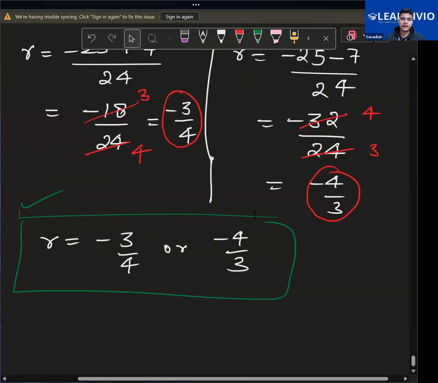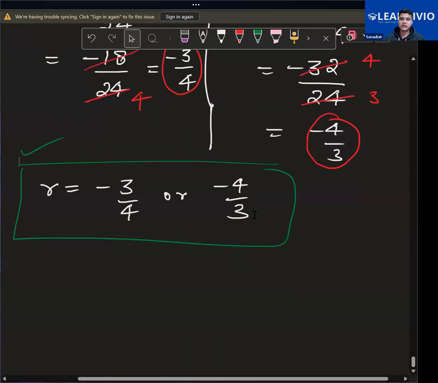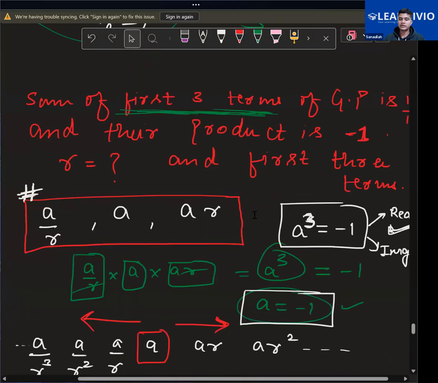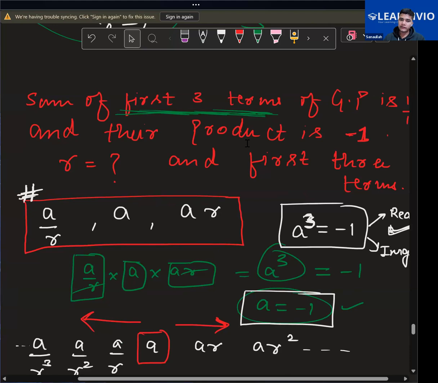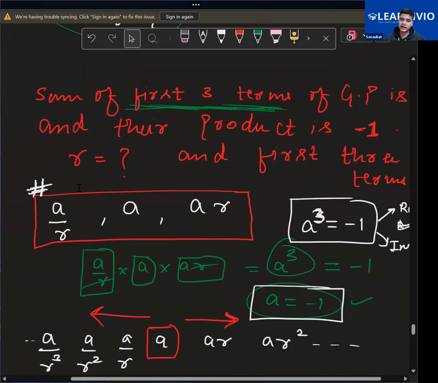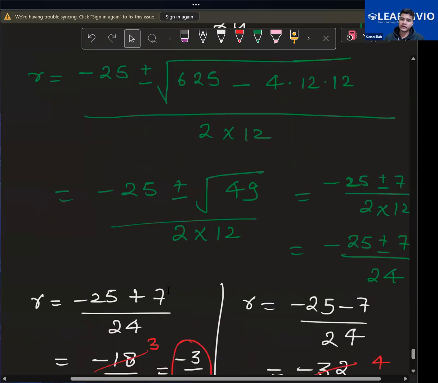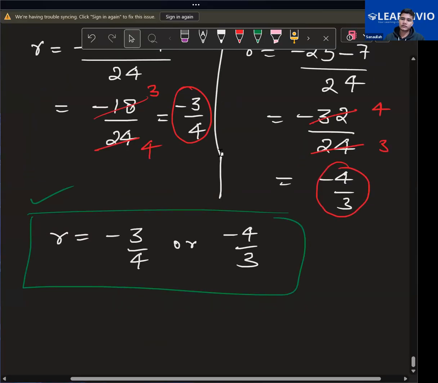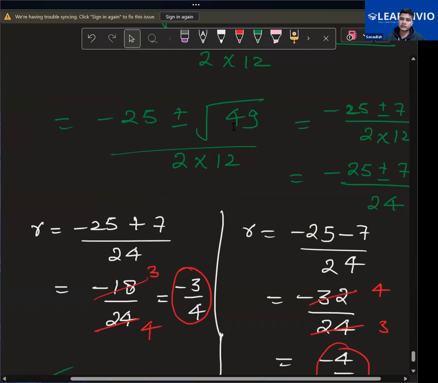So for that we will get two cases. See, what we need to find in this question is the value of r. So that part is completed. We have got two values of r, one is minus 3 by 4 and the other is minus 4 by 3. Yes, sir, we got the values of r.